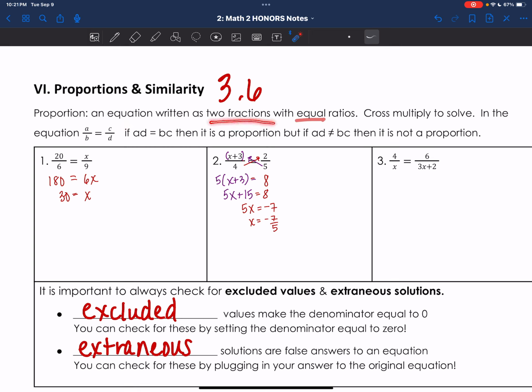written as two fractions with equal ratios. So your ratios are the two fractions. So you're going to cross multiply to solve. In this equation, if AD equals BC, then it is a proportion, but if AD does not, then it's not a proportion. So we're just determining if it is a proportion or not, and now we're going to solve it.